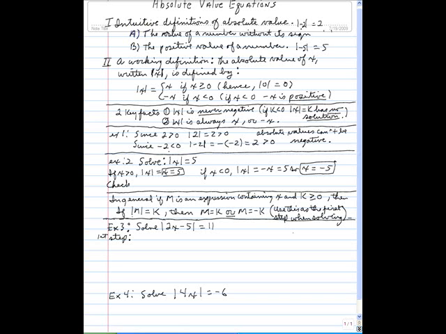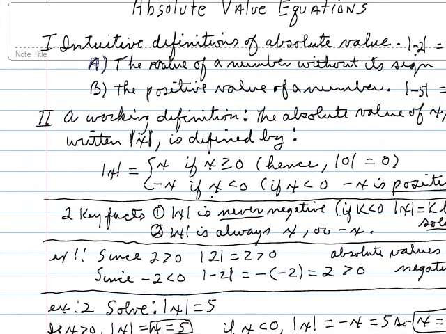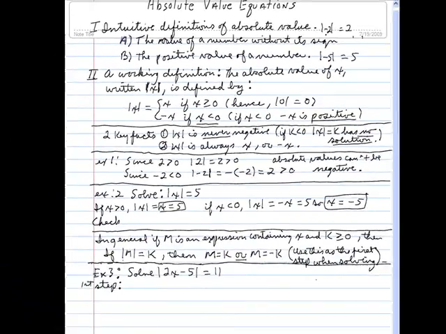Let's take a look at the second part of example 1, where we take the absolute value of negative 2. Since negative 2 is less than 0, our definition says up here, if x is less than 0, the absolute value of x is negative x. So the absolute value of negative 2 would be negative of negative 2, which is 2, again, greater than 0. So absolute values can't be negative. Absolute values are either going to be 0 or they're going to be positive.